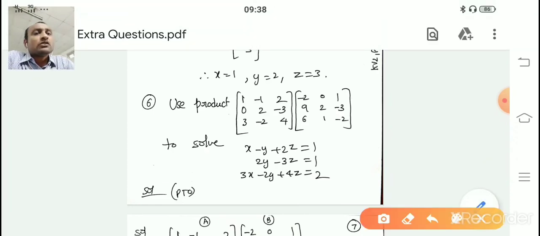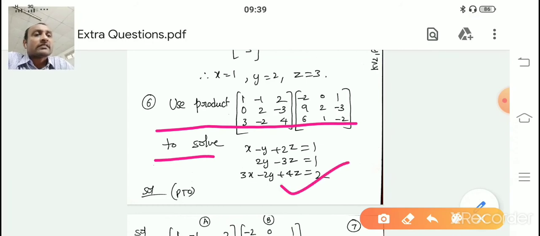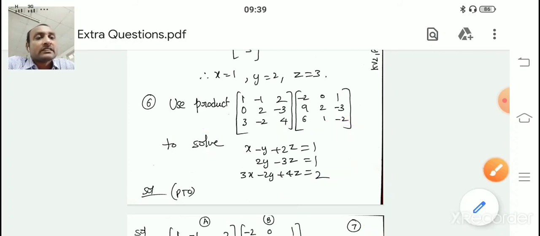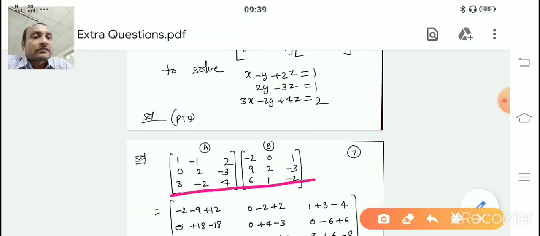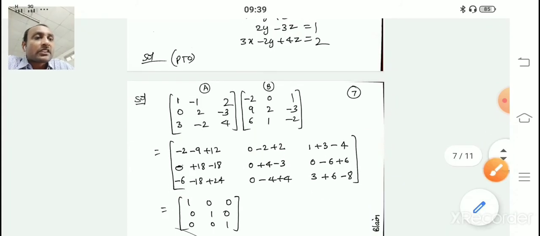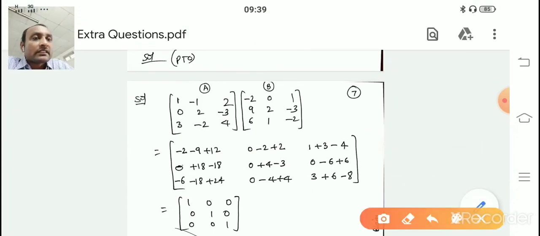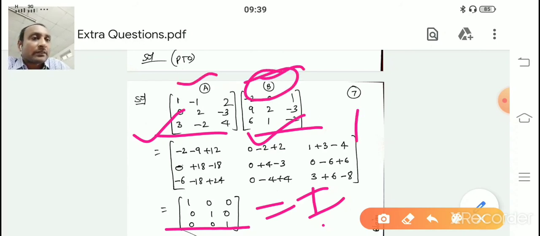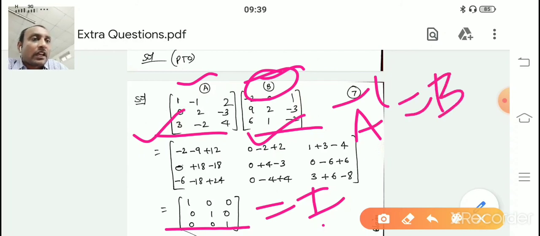Okay. Now use the product to solve this. That means we have to use this product to solve this, not by using that inverse method they are telling. See, I have found the product. After finding the product, we have to notice that we are getting the identity matrix. Product of two matrices is identity. That means this is the inverse of this matrix. If one is A, the other is B, then B is the inverse of A. That means A inverse is equal to B, or I can write B inverse is equal to A also.